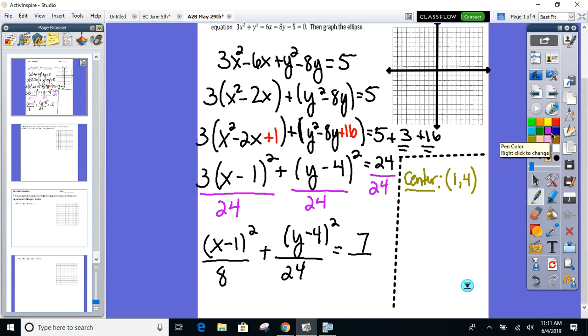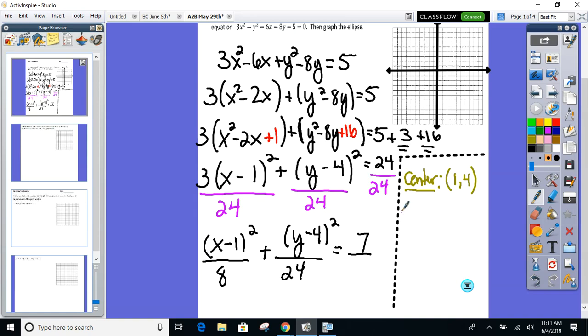Major axes, horizontal or vertical, and how do you know? Horizontal or vertical, the major axes, the longer one. Is it going to be horizontal or vertical? Where's the bigger denominator? Under the y. Y, horizontal or vertical? It's going to be vertical.